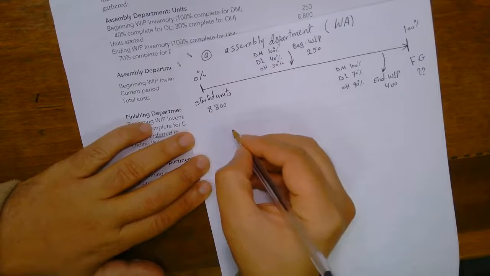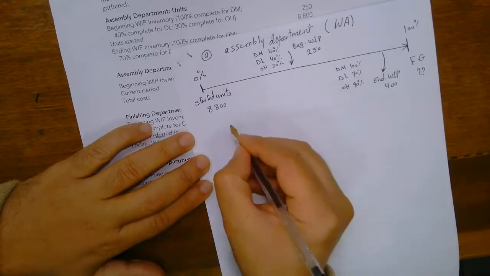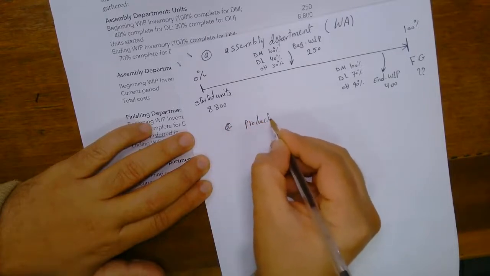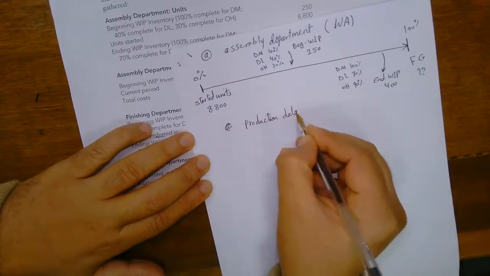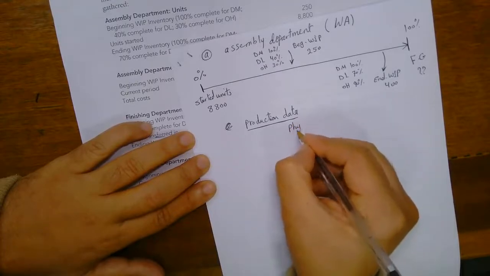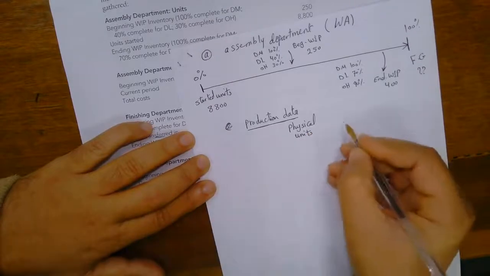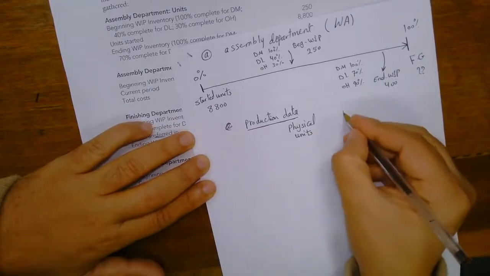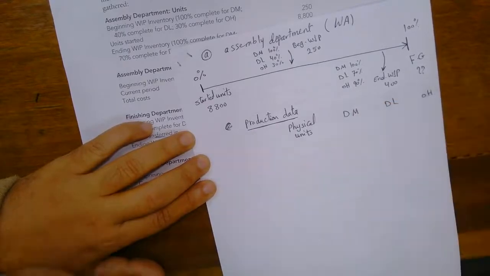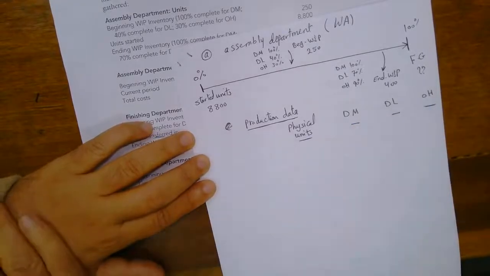The report, we have 6 steps. Production data: we have physical units and the cost elements: direct material, direct labor, and overhead.